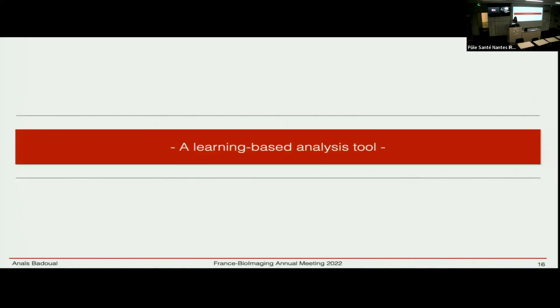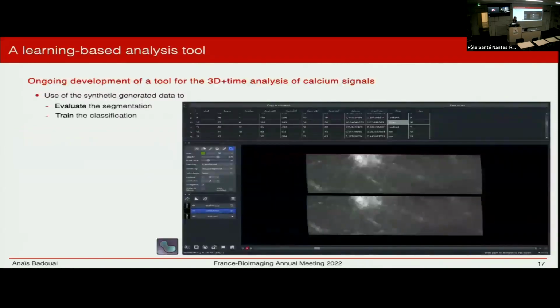And just to mention that on my side, using those synthetic data, I was able to continue my algorithm. On the top here, you can see simulated images, and on the bottom, you have the segmented calcium signals. On the top, you also have a table with some information like the location, duration, amplitude, volume. And thanks to the synthetic data, I will be able to assess the accuracy of this information.